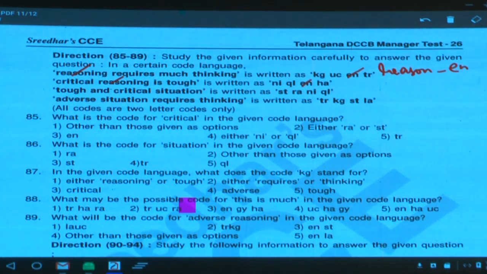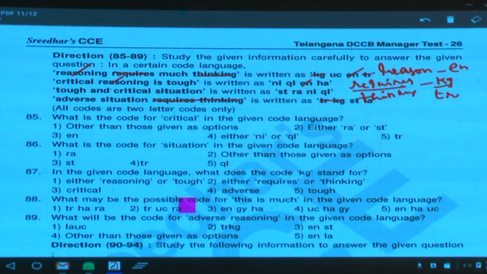Then compare the first and the third. Requires much thinking. There is no word which is common between the first and the third, isn't it? Then the first one and the fourth one, requires much thinking. Requires and thinking are the two words which are common here. As two words are common, two codes will be common, isn't it? The two codes common between the first one and the fourth one are KG and TR, in any order. The individual codes for these words cannot be identified because two words and two codes are common, hence KG and TR.